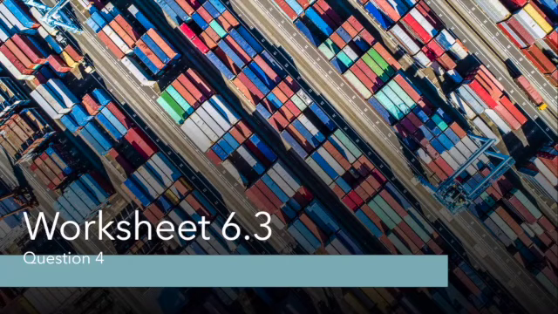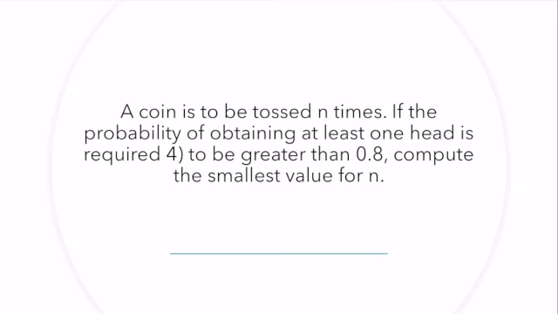I got an email from Jake, thanks Jake, that there were some questions about worksheet 6.3, question number 4. So I thought I'd go over it. The question is this: a coin is to be tossed n times. If the probability of obtaining at least one head is required to be, that's a typo, is required to be greater than 0.8, I want you to compute the smallest value for n.